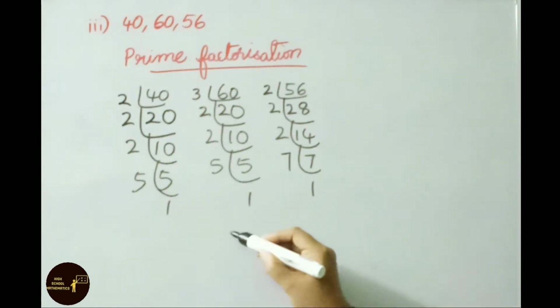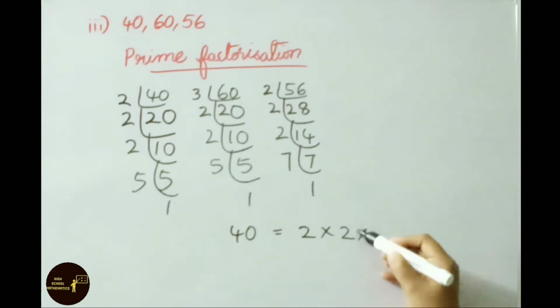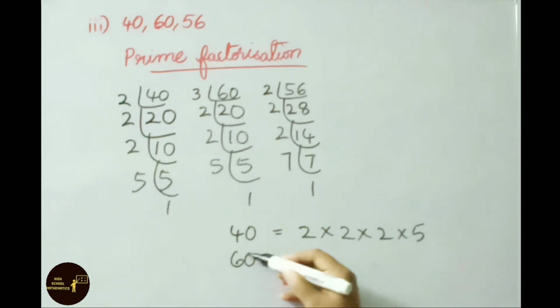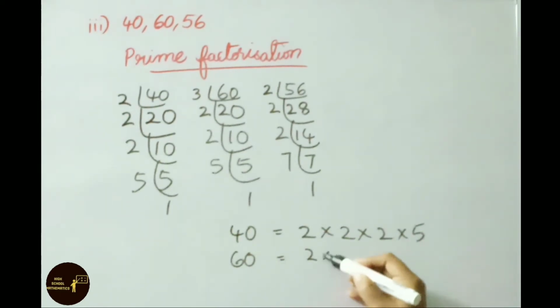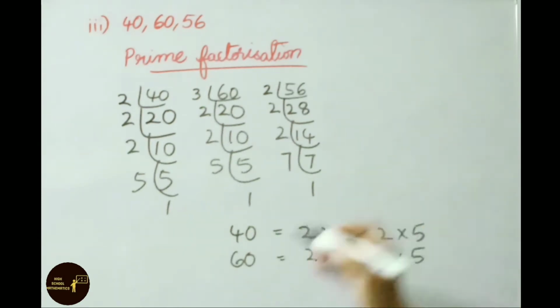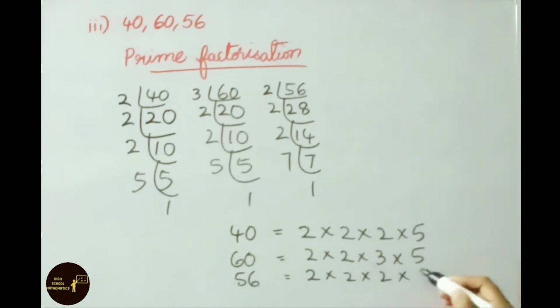Now let us write factors for 40. That equals 2 into 2 into 2 into 5. Now see the factors for 60: 2 into 2 into 3 into 5. See now factors for 56. That equals 2 into 2 into 2 into 7.